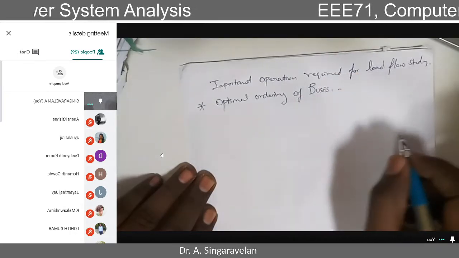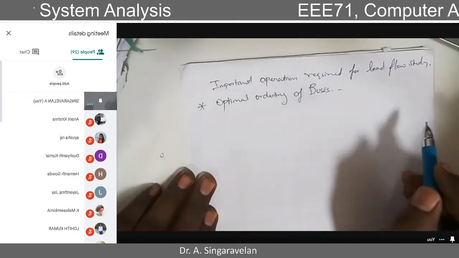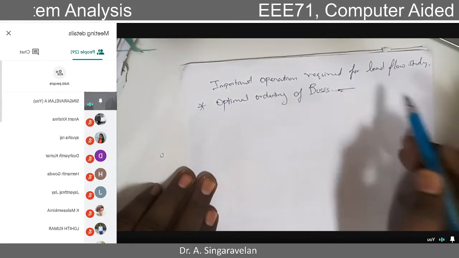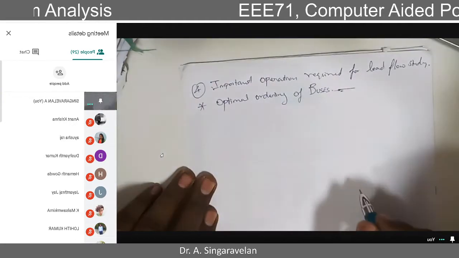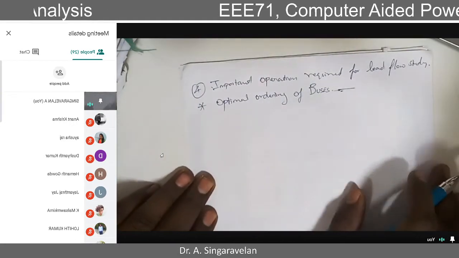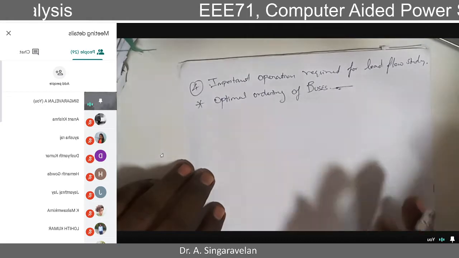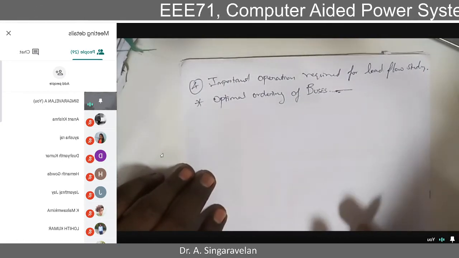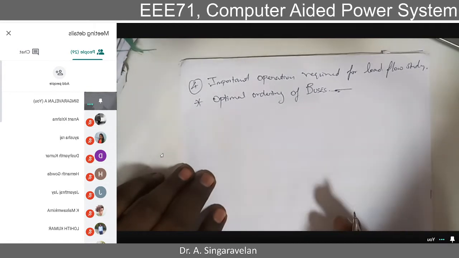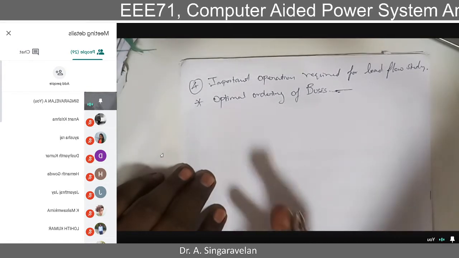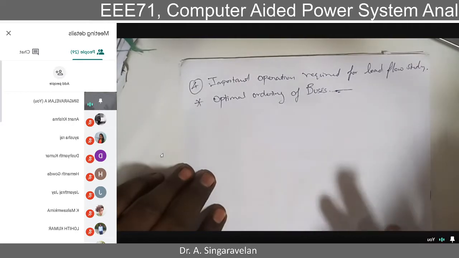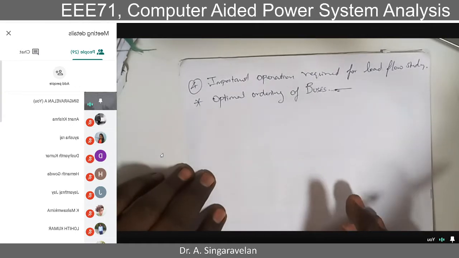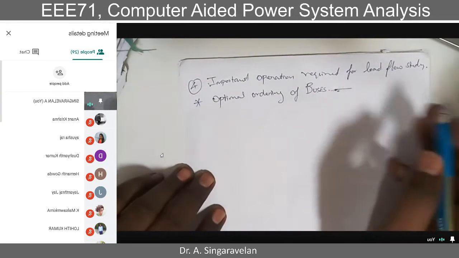So what is this optimal ordering of the bus? Any guess what it means? There are 4 important points in total. Optimal ordering of the buses. For example, in Karnataka you may have n number of buses. Or at national level you may have a bus in Chennai, a bus in Bangalore, a bus in Mysore, somewhere in Karnataka. All these buses we can still draw as a Y-bus, but which is 1, which is 2, which is 3, that order is there, no?